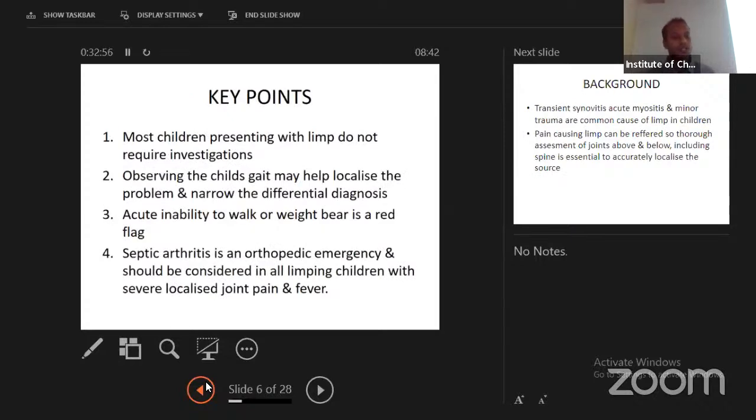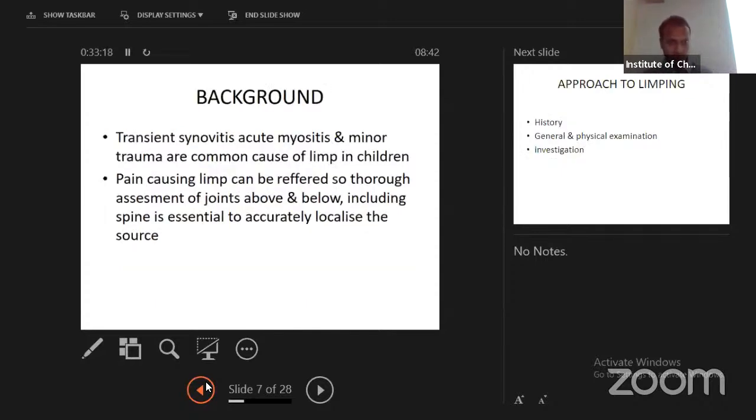The key points: most children presenting with limp do not require any investigations. Observing the child's gait may help localize the problem and narrow the differential diagnosis. Acute inability to walk or weight bear is a red flag sign. Septic arthritis is an orthopedic emergency and should be considered in all limping children with severe localized joint pain and fever. Transient synovitis, acute myositis, and minor trauma are the most common causes of limp in children. Pain causing limp can be referred, so thorough assessment of the joints above and below, including the spine, is essential to accurately localize the source.